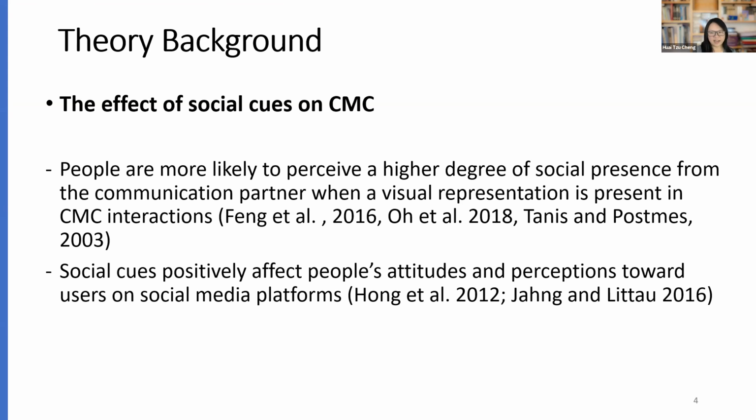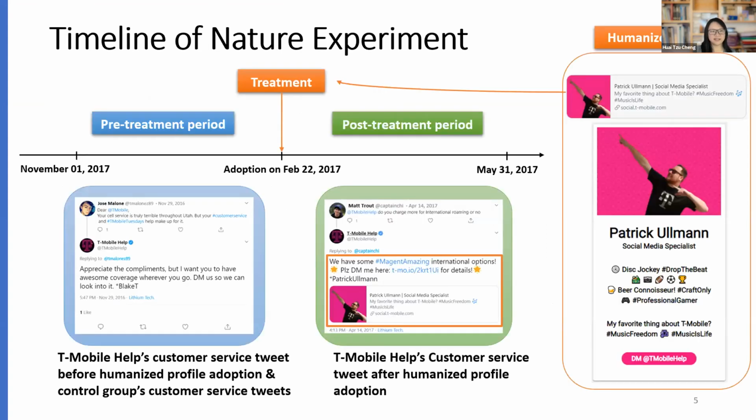Hence, we expect that the social presence and social cues will positively affect people's attitude and perception toward the customer service agents on social media platforms. And we find that the humanized profile of T-Mobile Help's customer service agent on Twitter can be used as a natural experiment setting to investigate our research question. And this slide is a timeline of our natural experiment. So our treatment is the humanized profile.